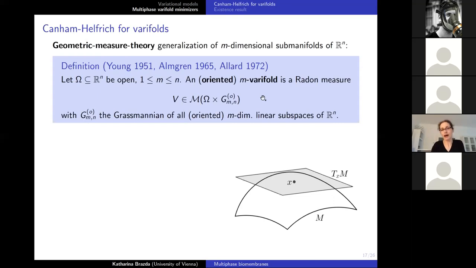They are non-negative Radon measures, not only in space, where omega is an open domain, but also a measure on the Grassmannian. So they take into account where the surface, or submanifold, sits, and which orientation or which tangent space we have, either with orientation or without. There are two possibilities. Varifolds are measures, and measures have good compactness properties with respect to weak convergence. If one wants to know where the varifold is in space omega, then one considers the push forward by the projection on omega, and one gets a non-negative Radon measure just on omega.